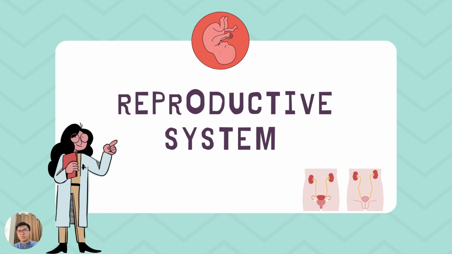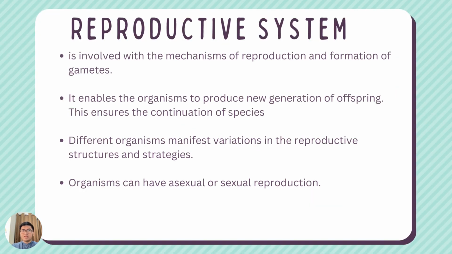Now we're gonna talk about the reproductive system. The reproductive system involves the mechanism of reproduction and formation of gametes. It enables the organism to produce a new generation of offspring. It ensures the continuation of the species, animal or human.